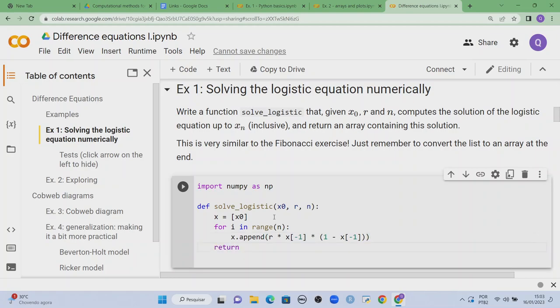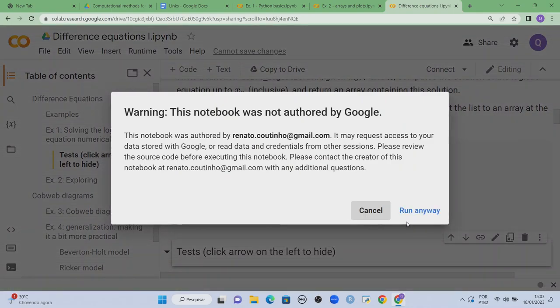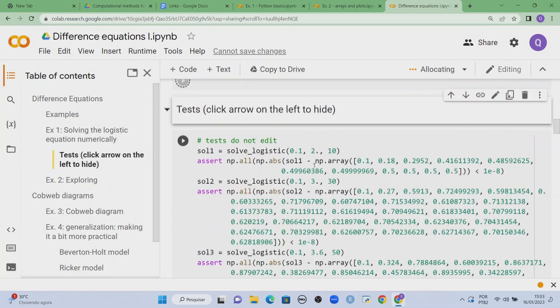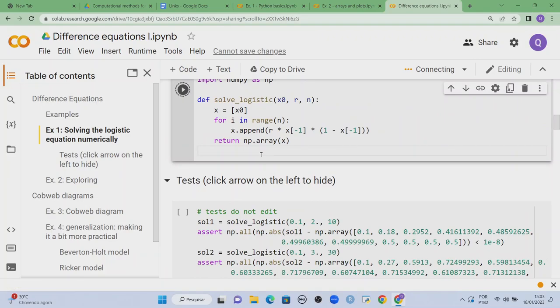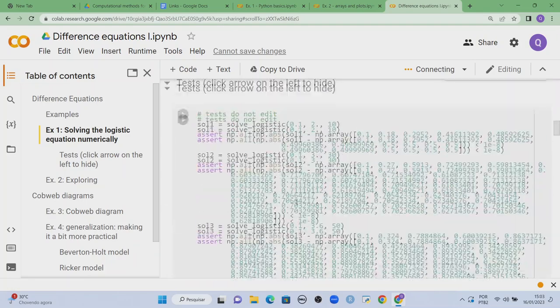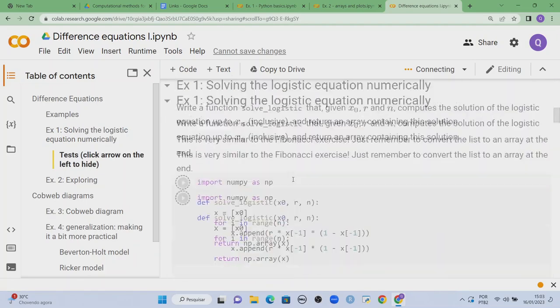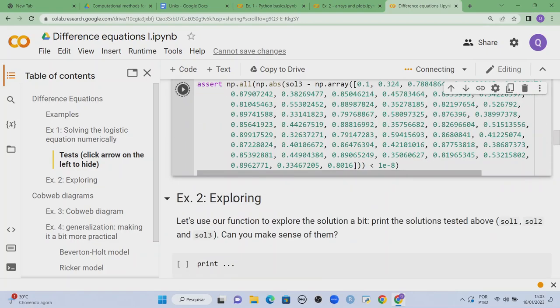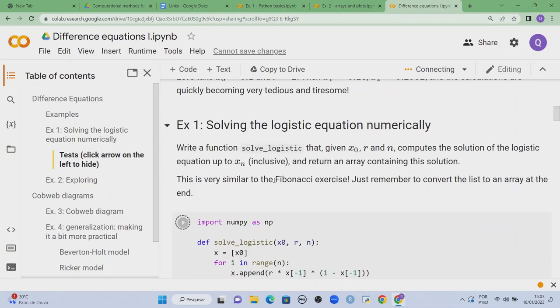And now x is a list containing all the elements. I convert it to an array using np.array(x), and that's it. So this should be the function that we are looking for. So let's run a few tests here. What do we want to do now? Ah, it always takes a bit to run the first time.